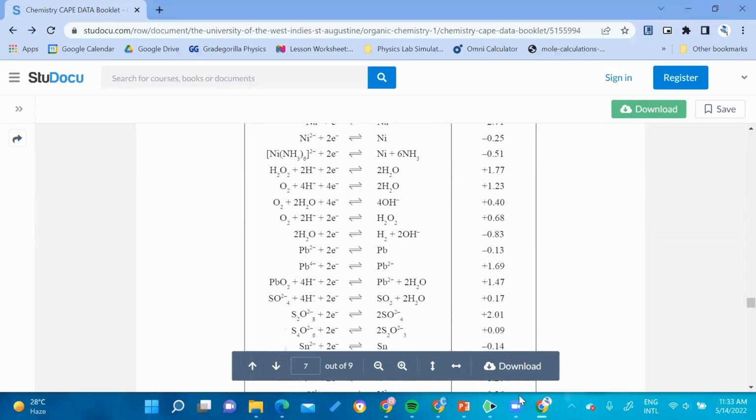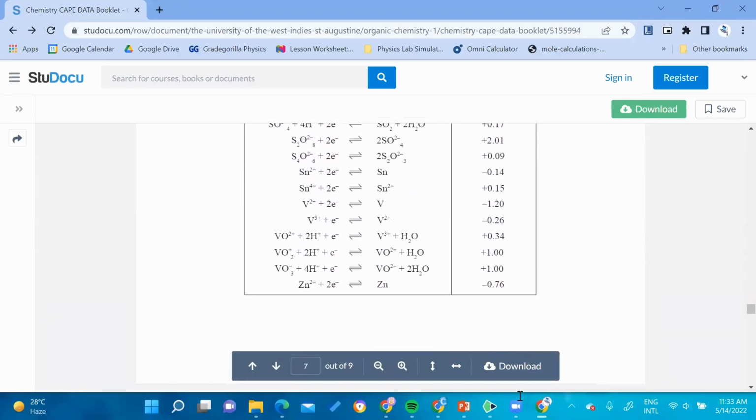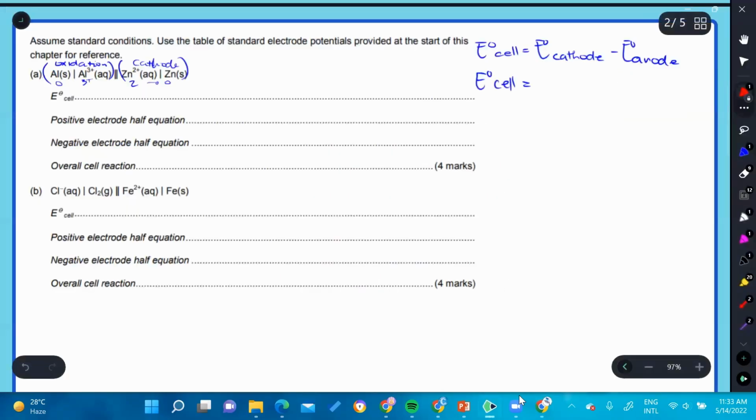Maybe I need to go down. Oh, it's right here. It's the last one, minus 0.76. So we can just write that down. This is going to be minus 0.76 volts. Now put back your minus sign.